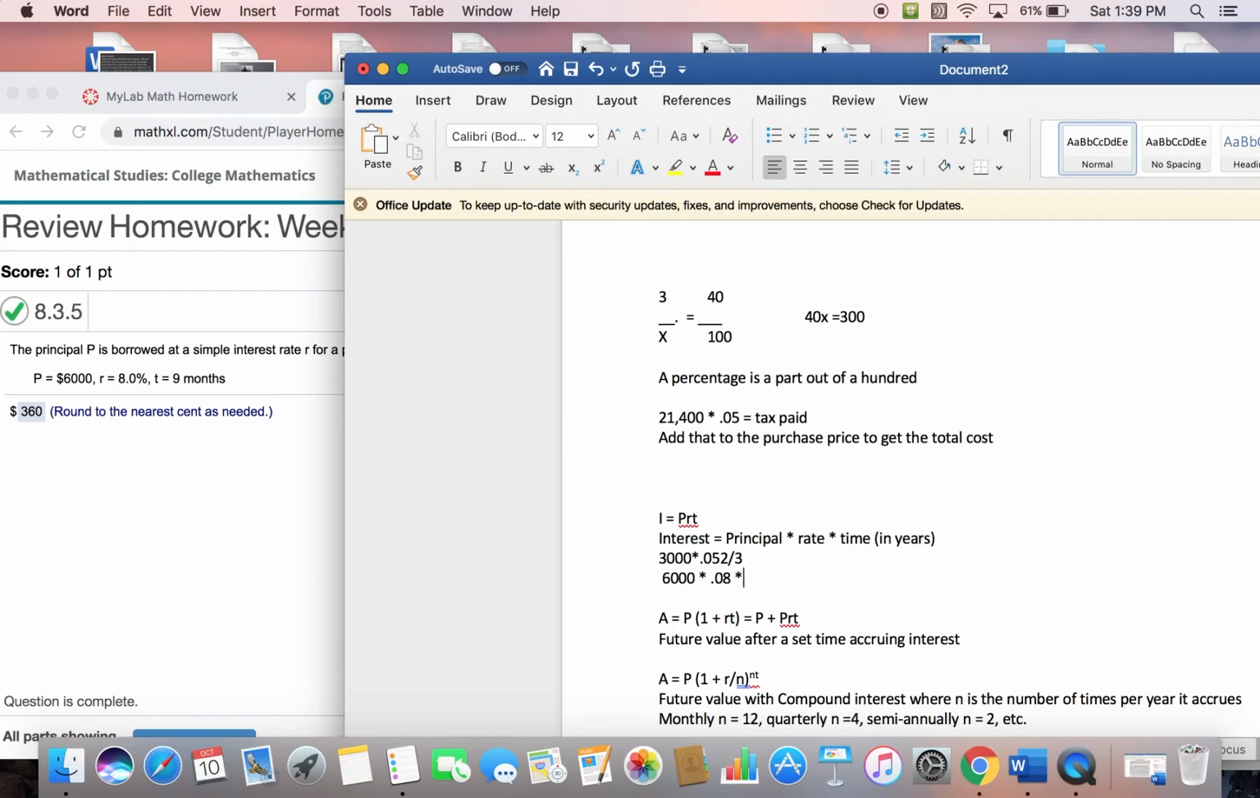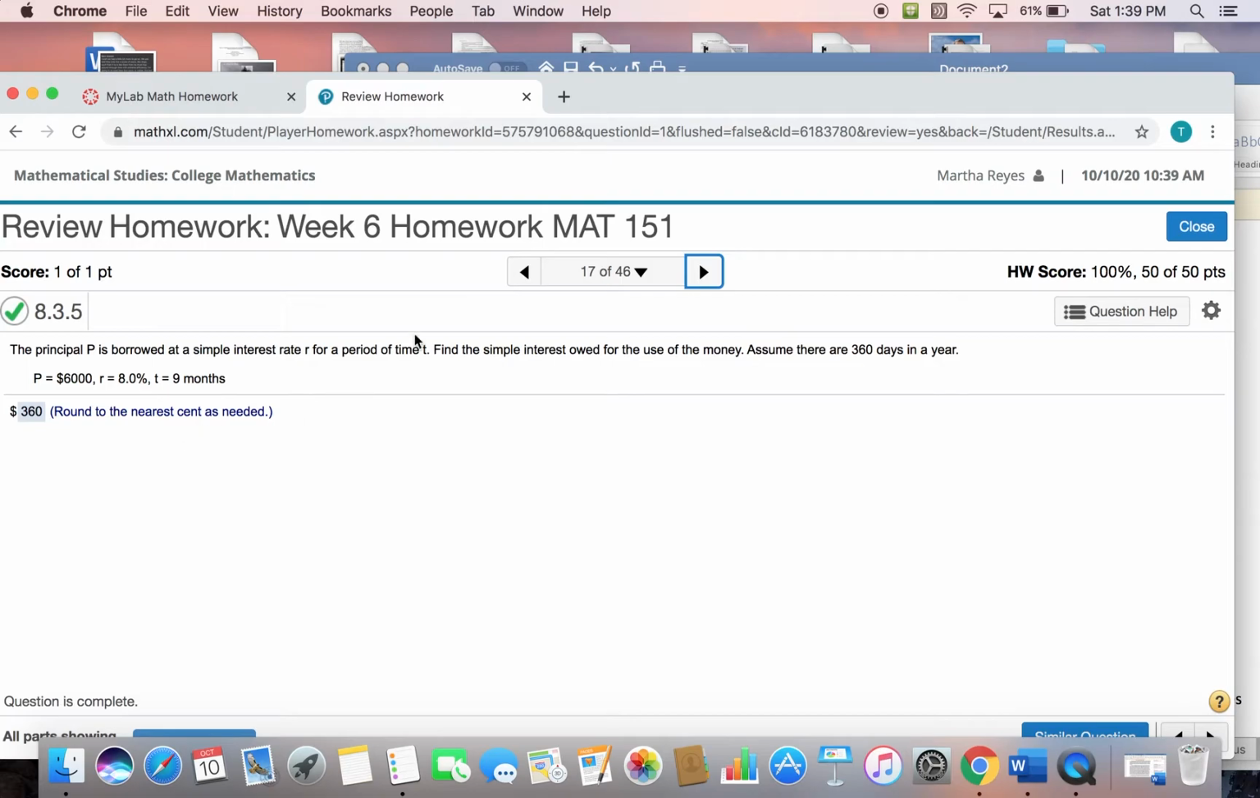And then times, and I'm going to put this in parentheses, right? 9 over 12, or 3 out of 4. So if you multiply those together, that's 0.75, right? You get 360. And it says round to the nearest cent as needed.